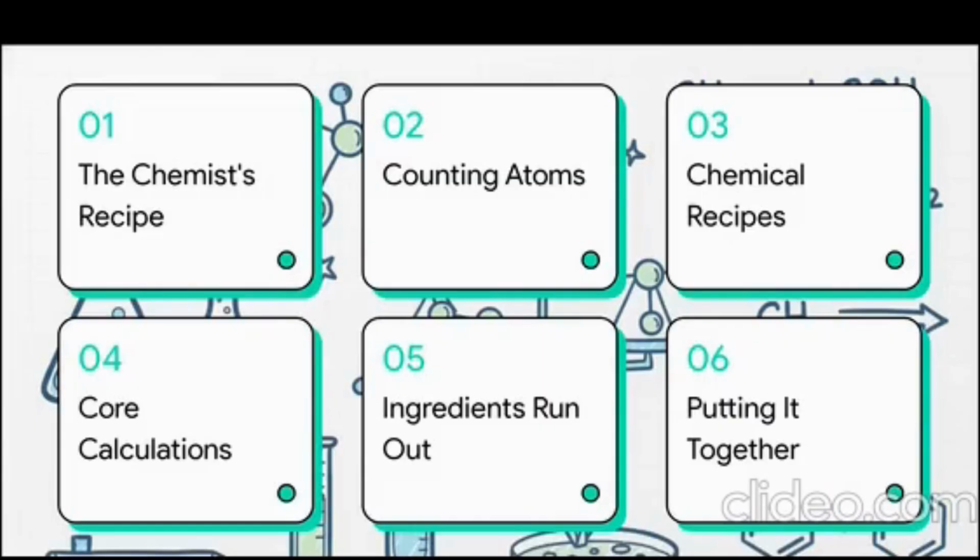So here's our game plan. We'll start with what stoichiometry even is, then figure out how chemists count tiny little atoms. After that, we'll learn to read the chemical recipe, get into the math behind it all, and talk about what happens when you run out of an ingredient. And finally, we'll put it all together and solve a problem.